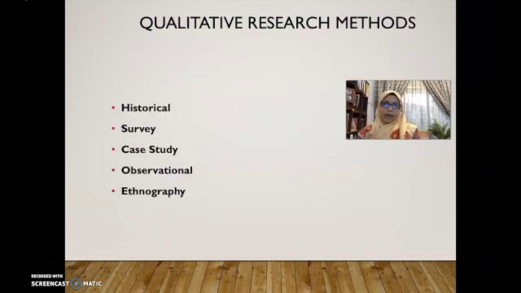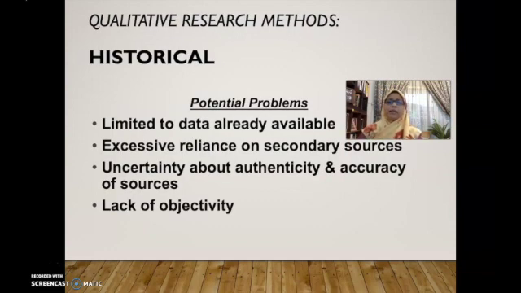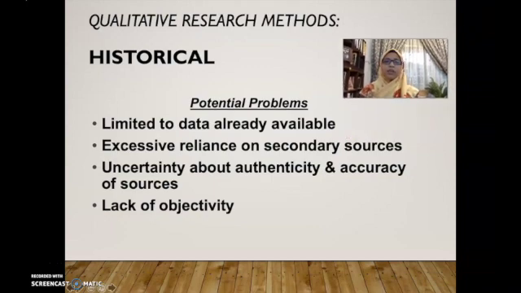These are types of qualitative research methods. There are historical, survey, case study, observational, and ethnography. In this course, you're not going to learn in detail about each of the qualitative research methods, because you will have a special course to learn about what is case study and what is ethnography. So let's look at the first type of qualitative research methods, which is the historical research method.